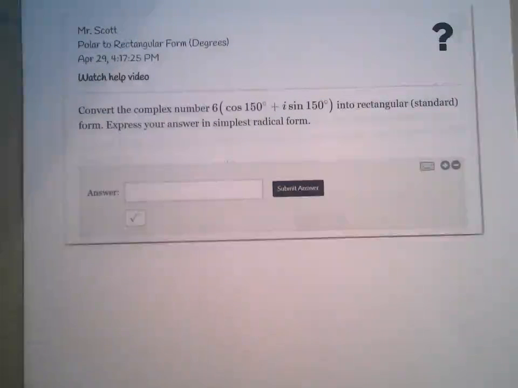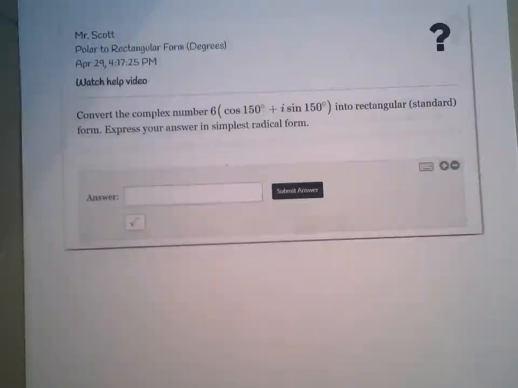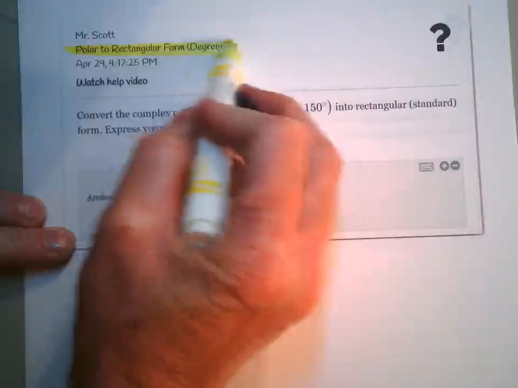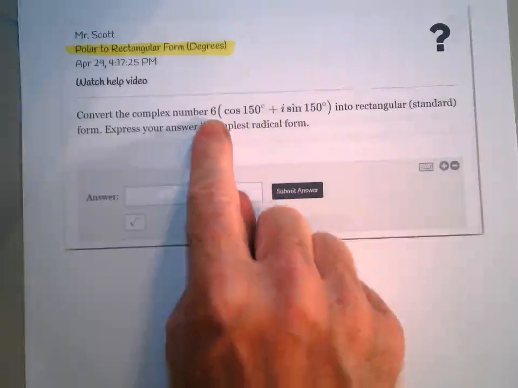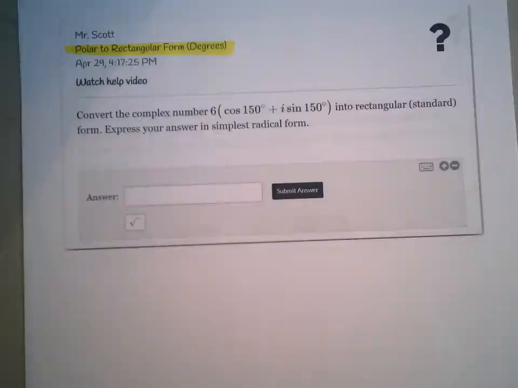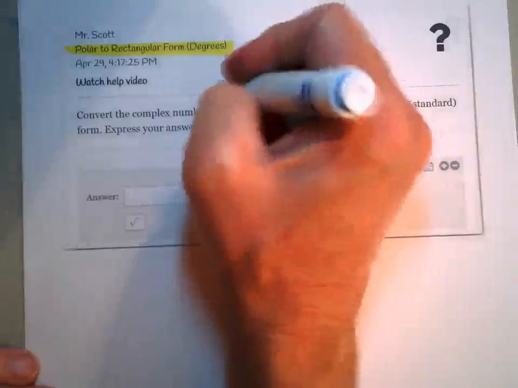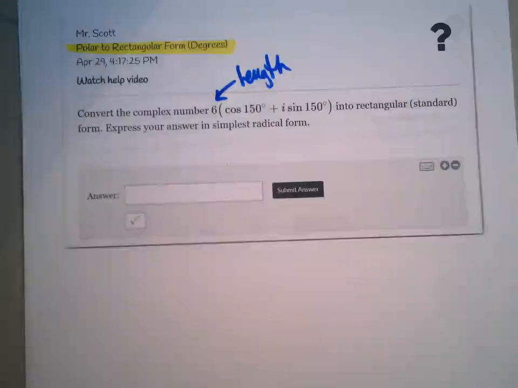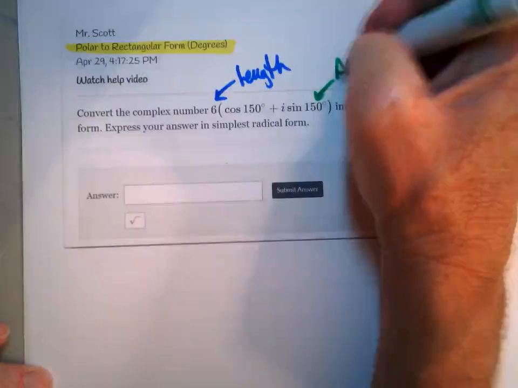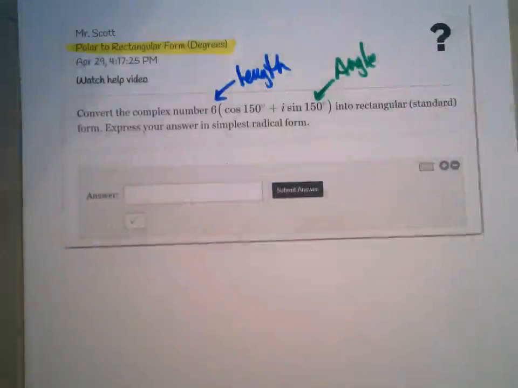All right, so when we are converting from polar to rectangular, what we have is what they call a modulus. Okay, this is the length. That's the length of the complex number. And you see the 150 in there. That's the angle that it's at, right? So that's your magnitude and direction, so to speak.